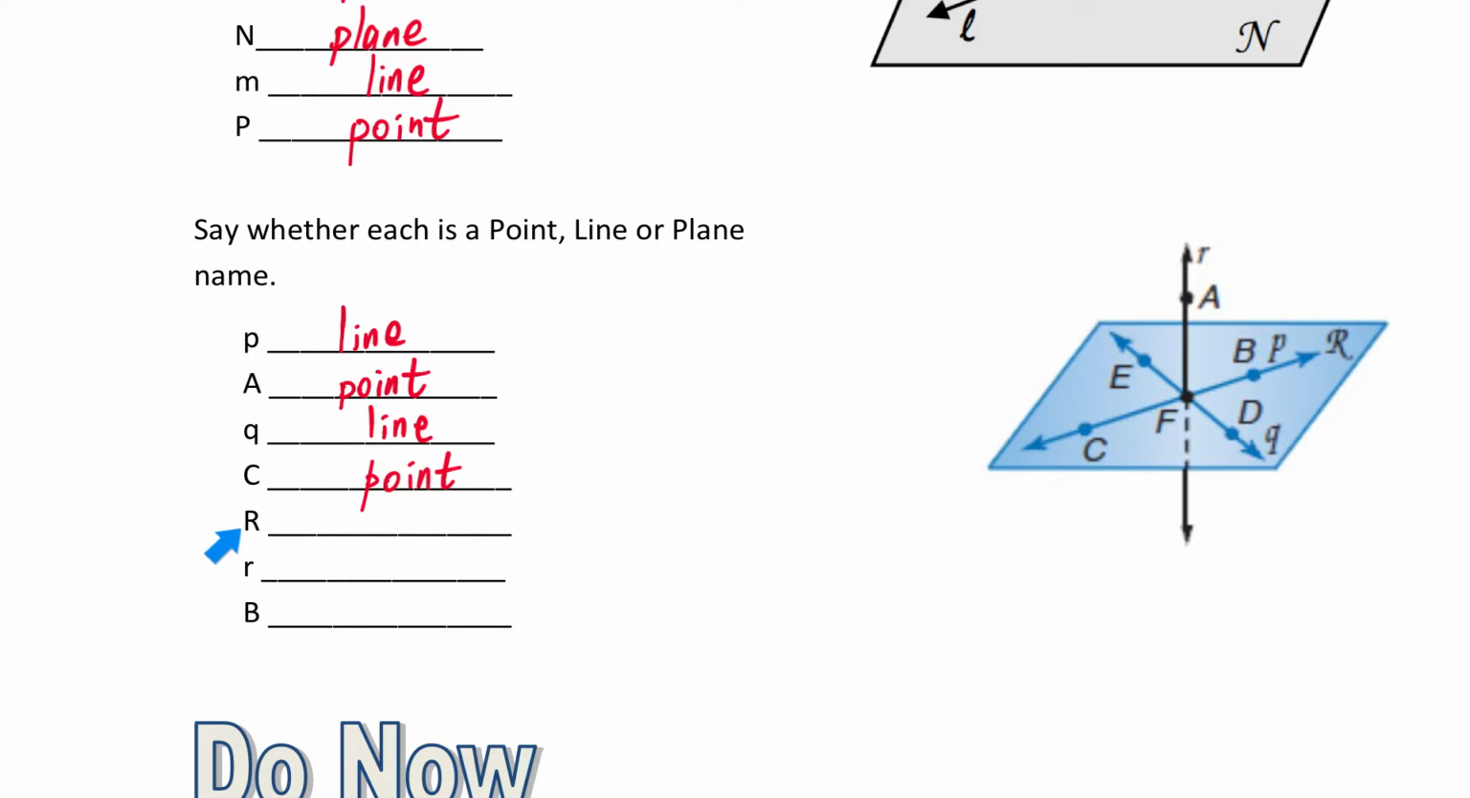The R. Okay, there's an uppercase R and a lowercase r. So what is the uppercase R? Yeah, you can see that it's that uppercase cursive R. So it's talking about the whole plane there. Good job. What is the lowercase r talking about? Yeah, it's talking about this line that's going up and down here. And then what does the capital B stand for? Yep, the capital B right here is attached to this dot. It's talking about a point.